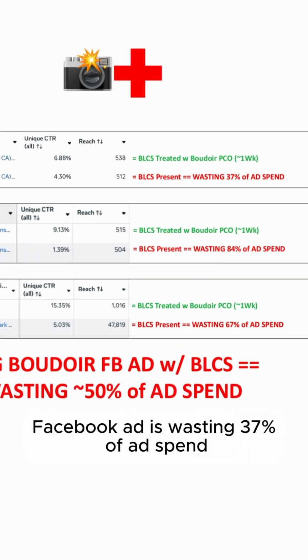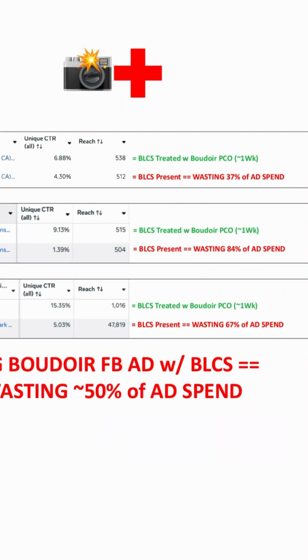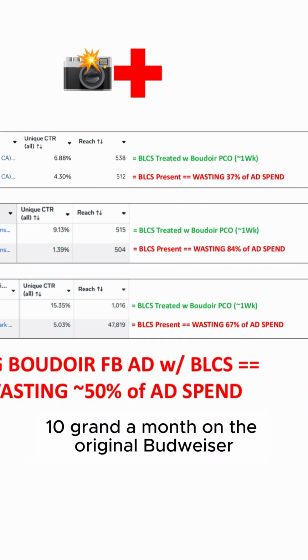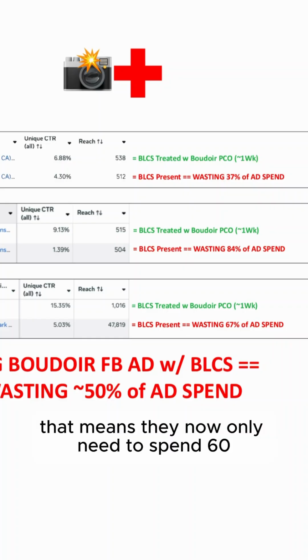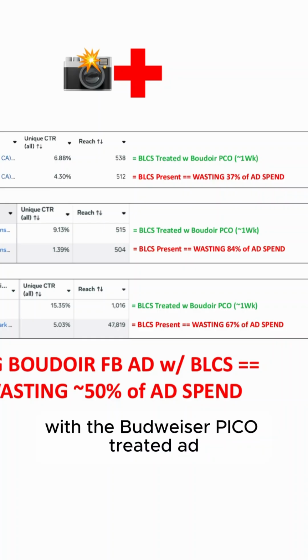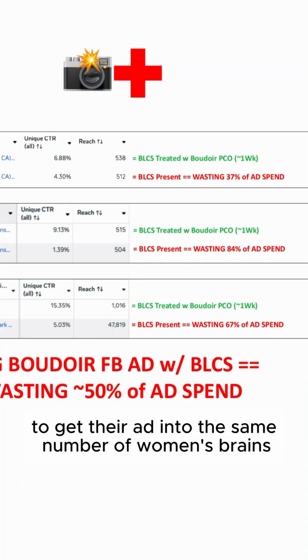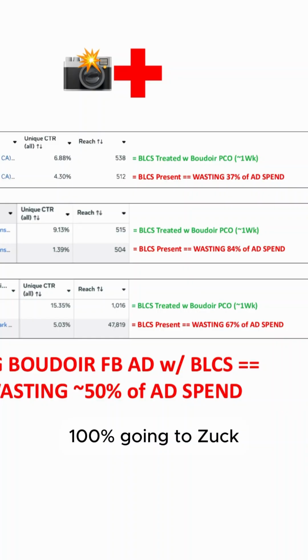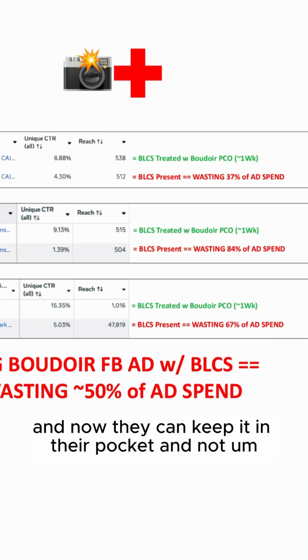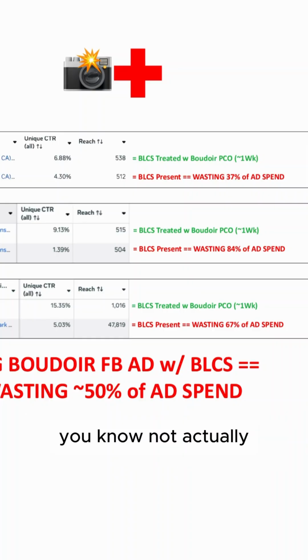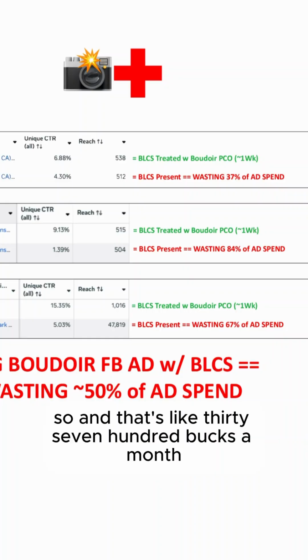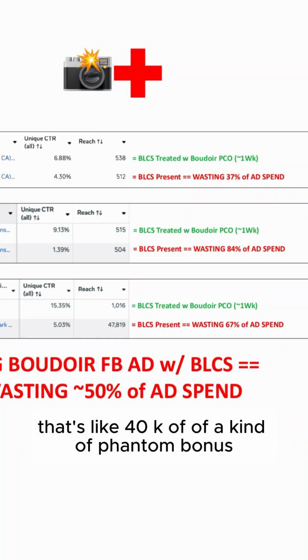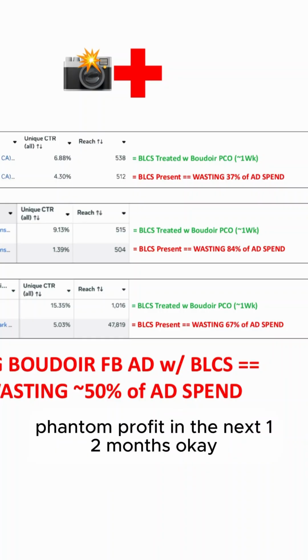So we found out the original Boudoir Facebook ad is wasting 37% of ad spend. That means if they're spending 10 grand a month on the original Boudoir Facebook ad, they now only need to spend 6,300 bucks a month with the Boudoir Pico treated ad to get their ad into the same number of women's brains. So that 3,700 bucks a month is literally doing zero for them. 100% going to Zuck. And now they can keep it in their pocket and not waste it. That's like 40K of phantom profit in the next 12 months.